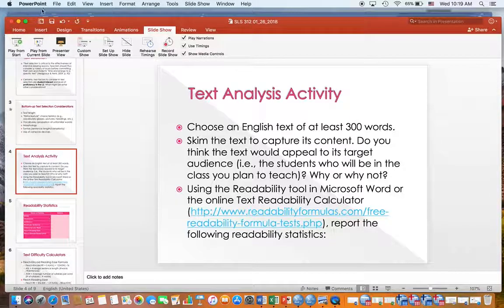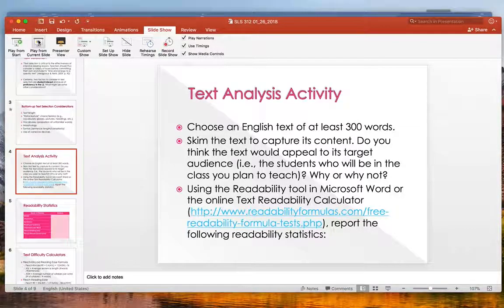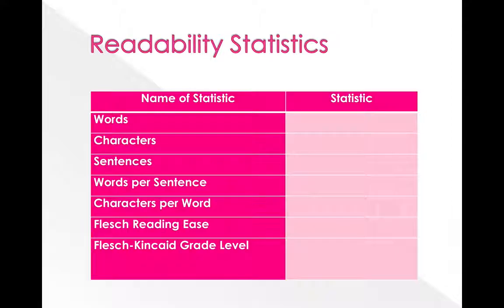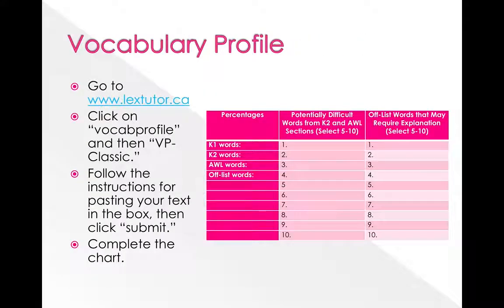So after we have calculated our readability statistics, we want to take a look at the vocabulary in our text, because we want to make sure that our students can understand, hopefully somewhere between 95 and 98% of the words in the text. And to do this, we are going to use an online tool called LexTutor.